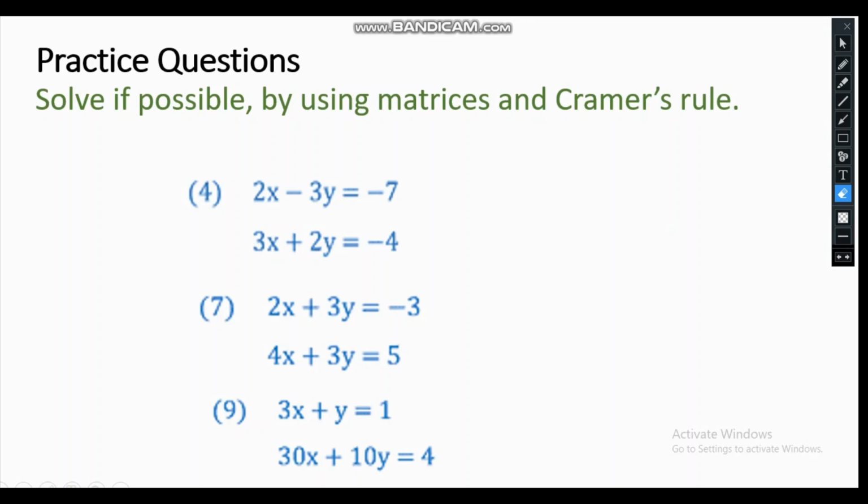Practice questions. Solve if possible by using matrices and Cramer's rule. Use both Cramer's rule and the matrix rule.